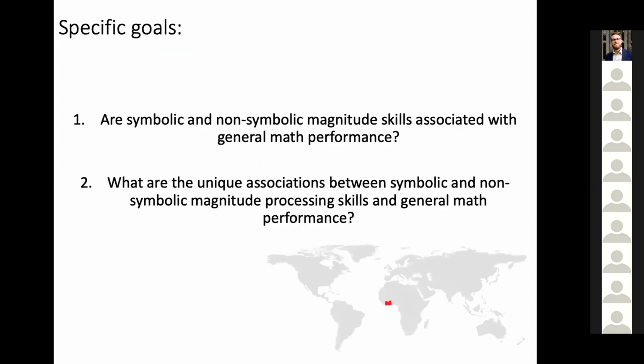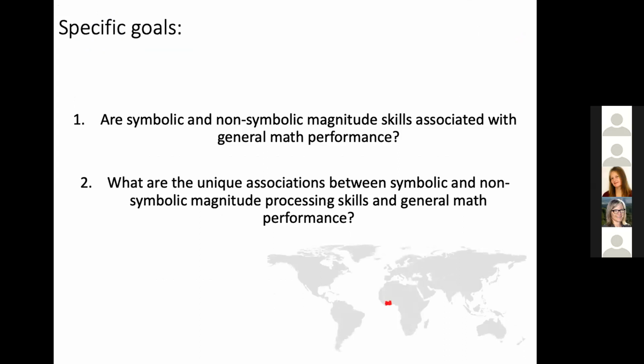And much like our previous presentations, our goals were to explore whether, similar to the studies conducted in Canada, symbolic and non-symbolic magnitude skills are associated with math performance. This is specifically in first and second grade children from Ghana and Cote d'Ivoire. We hypothesized that, consistent with the Numeracy Screener studies in Canada, symbolic magnitude processing would be a stronger and unique predictor of general math performance.